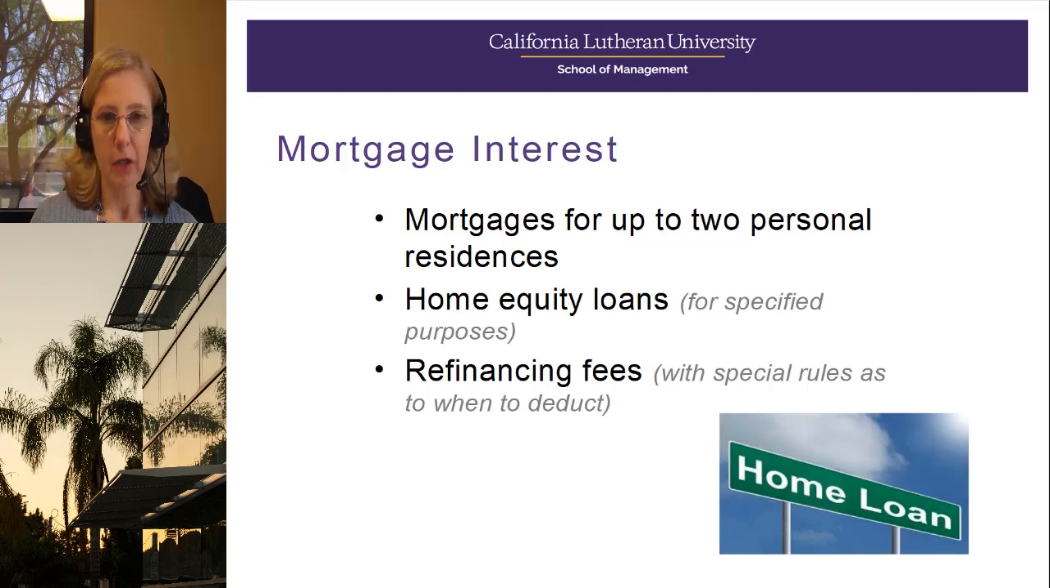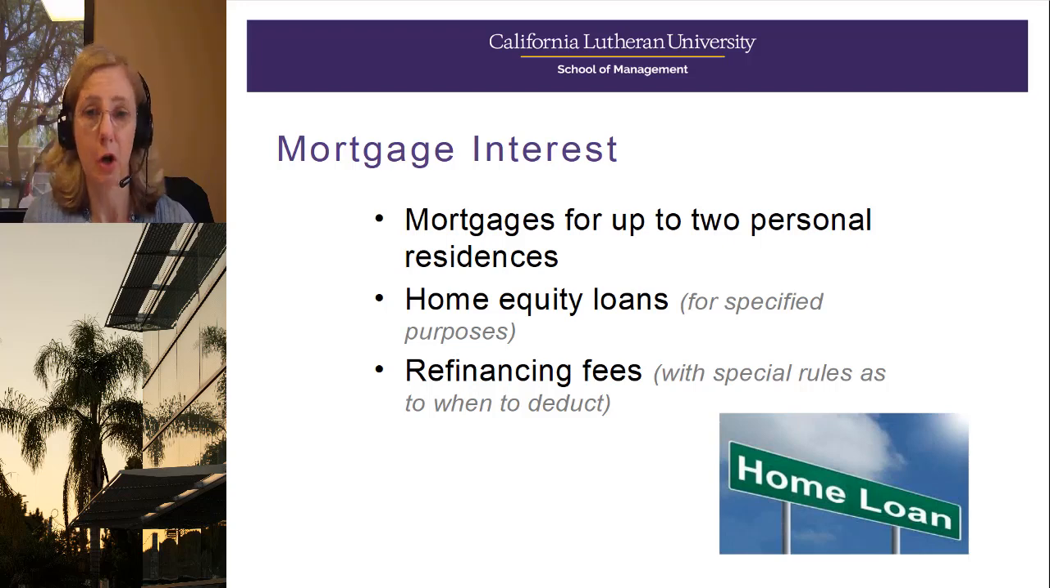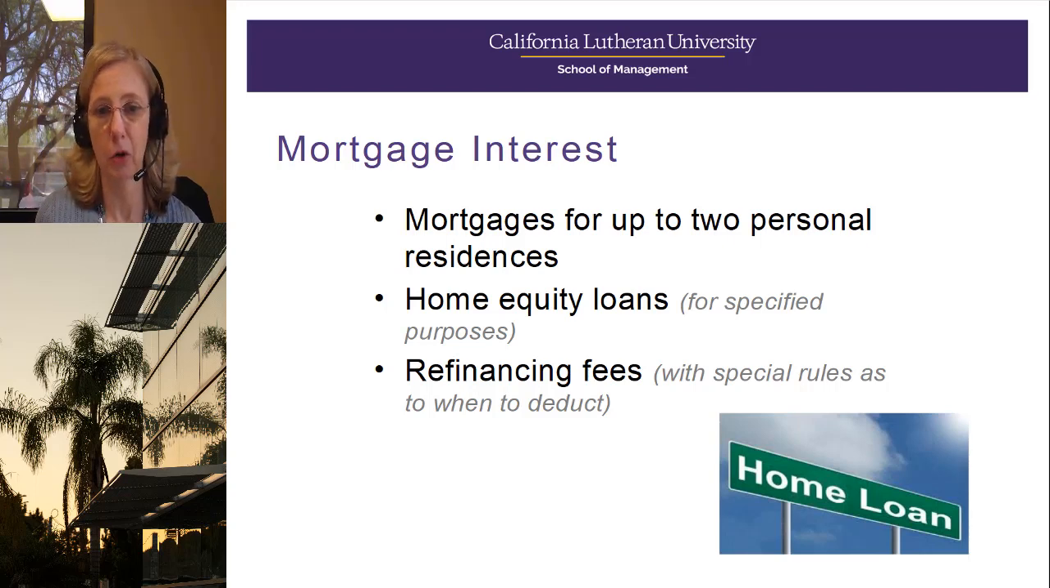A taxpayer can deduct interest on mortgages for up to 2 residences. And so here we say 2 personal residences. Technically speaking, that's your primary residence and another home. It could be a vacation home. It could be a home that you own that a child or a parent is living in, but you are able to deduct interest on 2 mortgages.